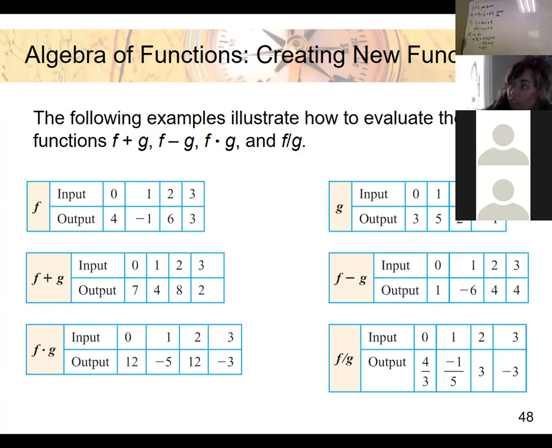What was that again? Well, if they did, then we wouldn't be able to do f plus g, f minus g, and so on, because they have to be the same.